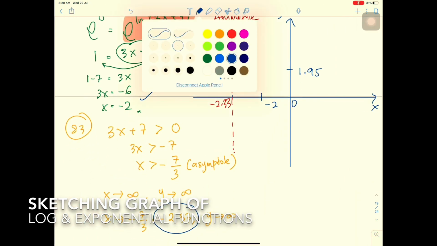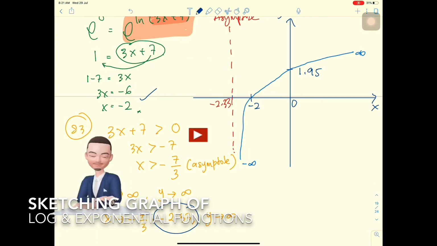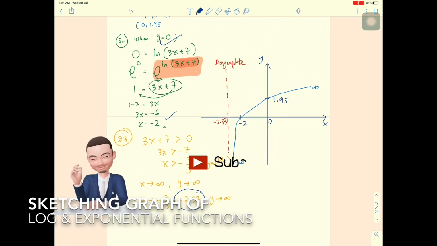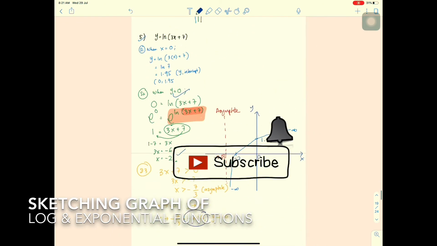And then sketch the curve that passes through all the points. It passes through 1.95, and then negative infinity and infinity. So rearrange back the x-axis. So this is how we sketch the example of a logarithmic function graph.